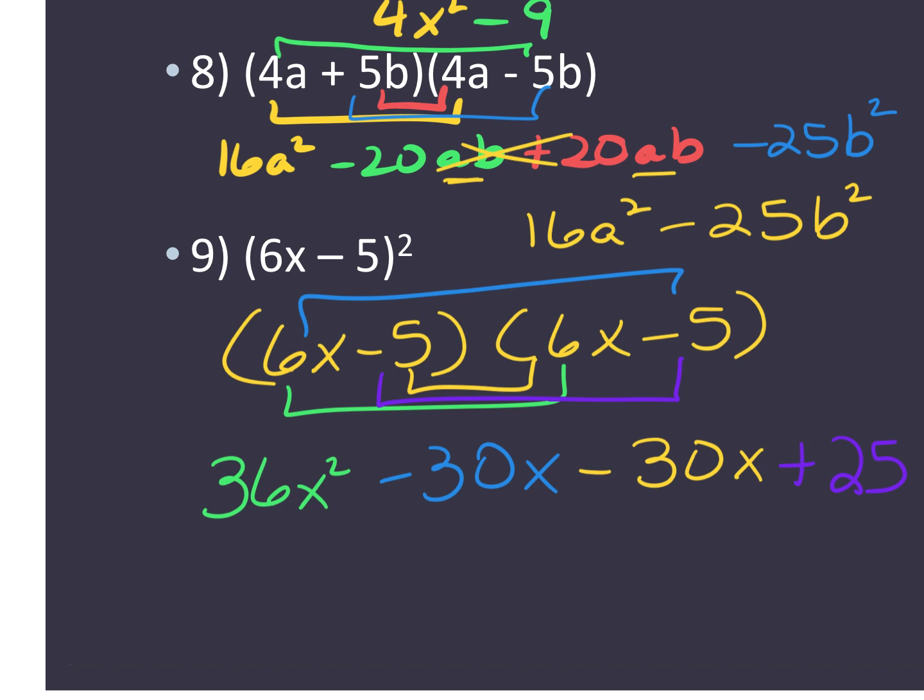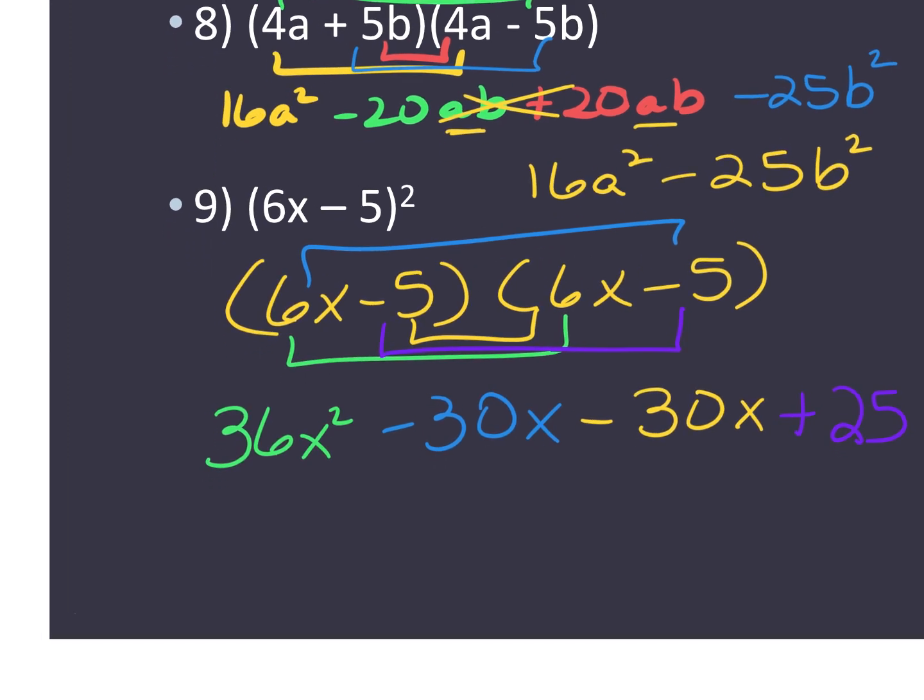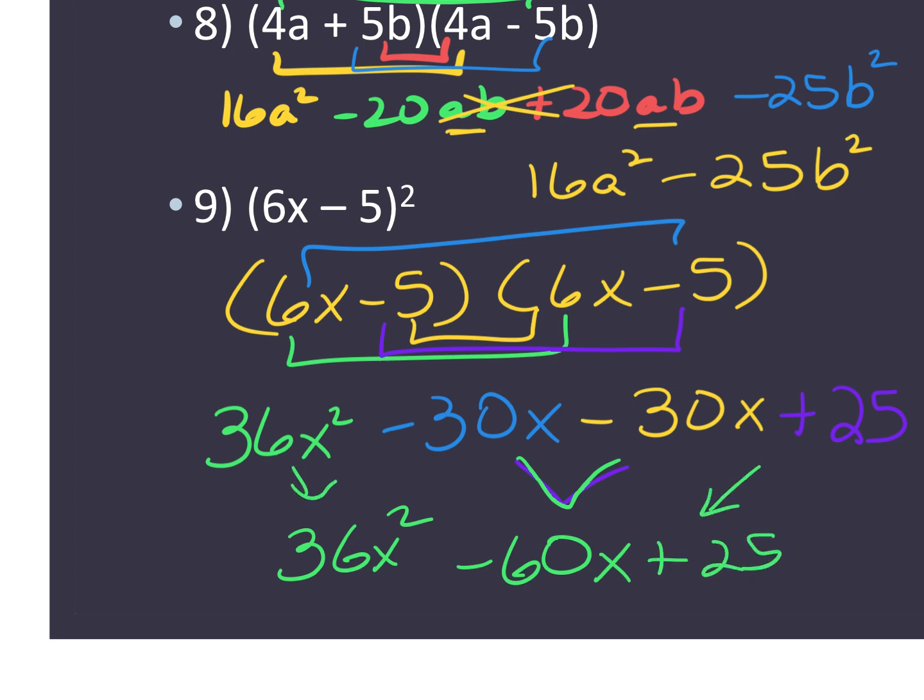Notice this time my outer and inner do not cancel. I actually have to combine them. And once I add negative 30x minus 30x, it's negative 60x. And then just drop down the 36x squared and then the plus 25. And that is the result of a binomial squared. Let's try another one. Still a binomial squared. Again, write it twice and FOIL it.